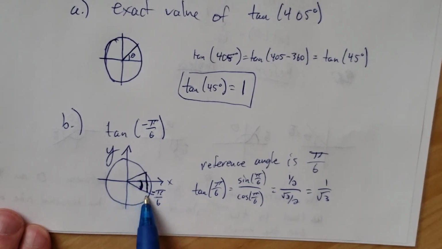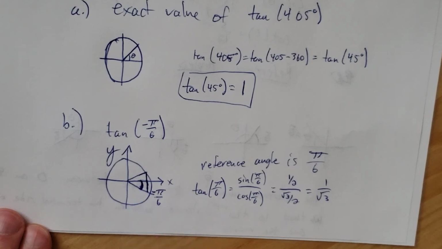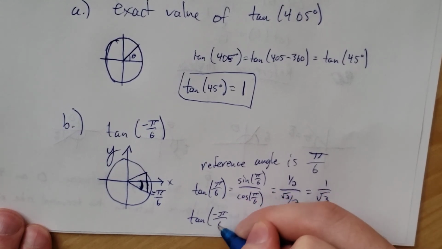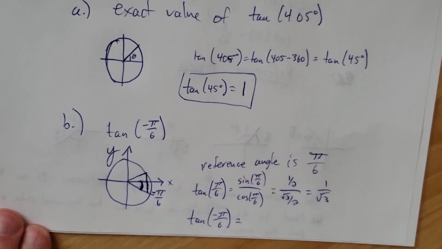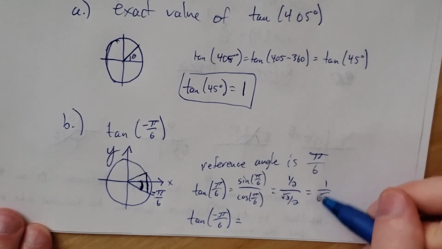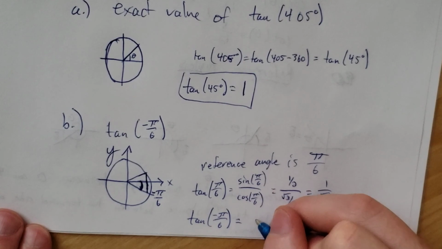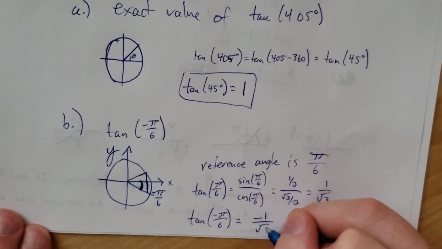What is tangent in the fourth quadrant? Well, tangent is negative because tangent is sine over cosine. Sine is negative, cosine is positive. So we get a negative over a positive. So the tangent of an angle that is in the fourth quadrant should be negative, but its value is related to tangent of this reference angle of positive pi over 6. So this is in fact just negative 1 over root 3.